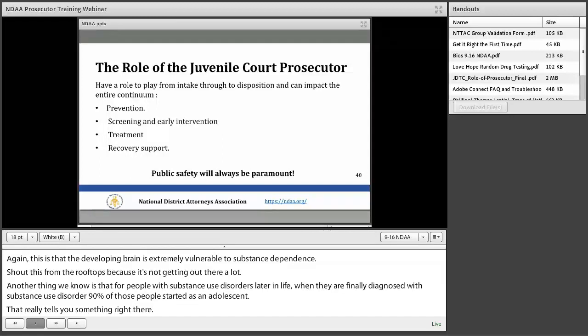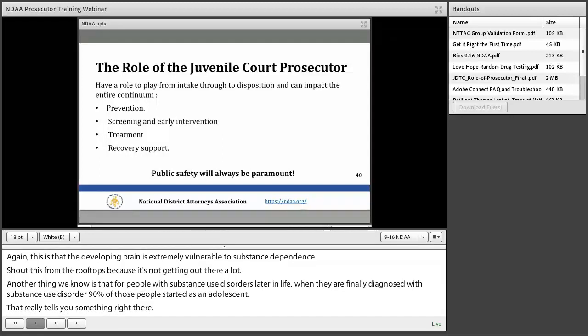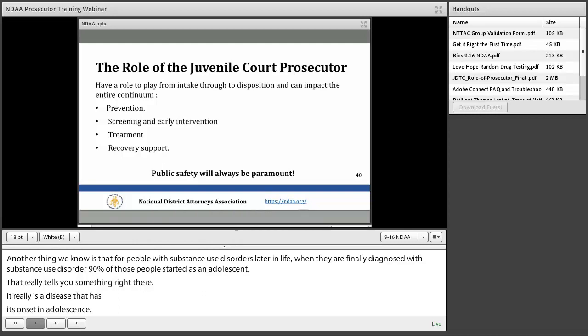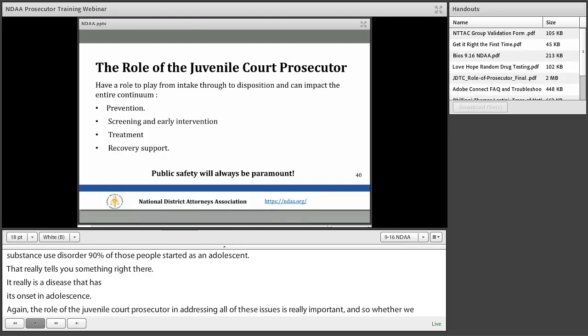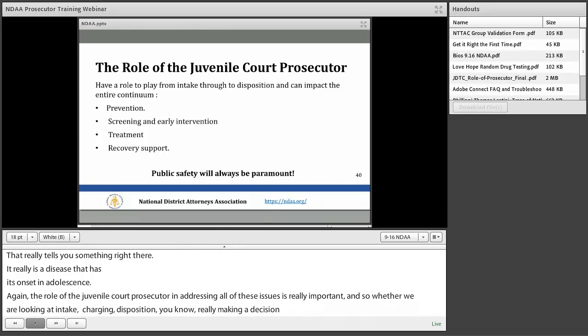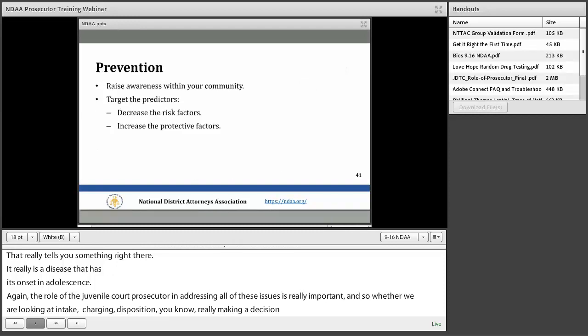So again, the role of the juvenile court prosecutor in addressing all of these issues is really important. Whether we're looking at intake, charging, or disposition, you're really making decisions based not only on your own court rules, which is very important, but also taking into account what we know about the developing brain, what we know about substance use issues, what we know about the preventable nature of this, and the key to early intervention.